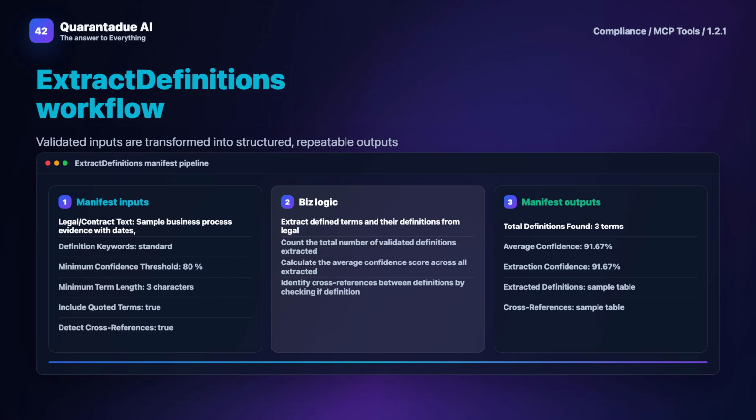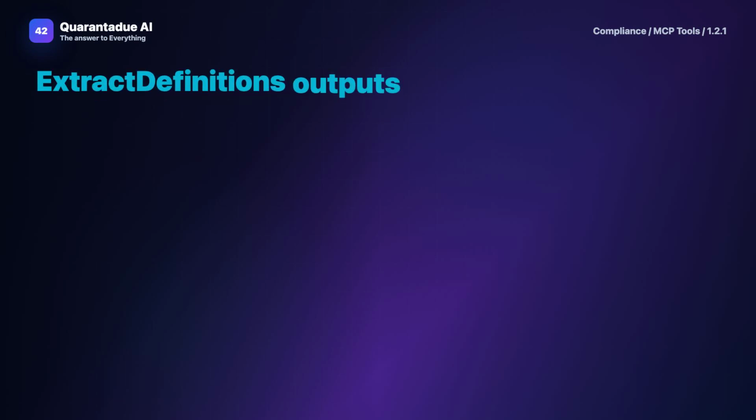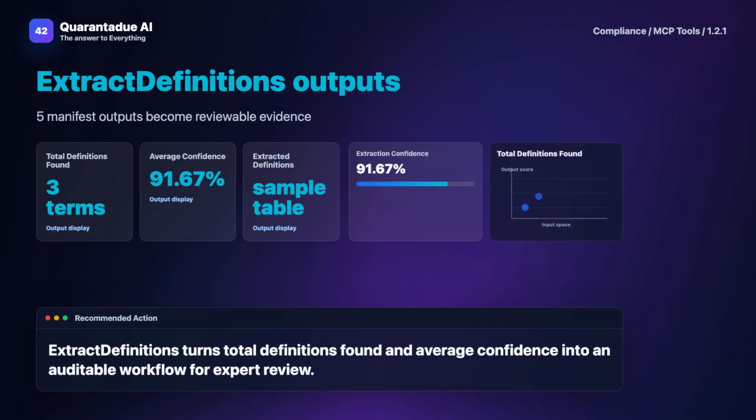Calculate the average confidence score across all extracted definitions that meet or exceed the confidence threshold, and identify cross-references between definitions by checking if definition texts contain other validated defined terms. This keeps the process deterministic, reviewable, and aligned with how compliance teams actually make decisions.